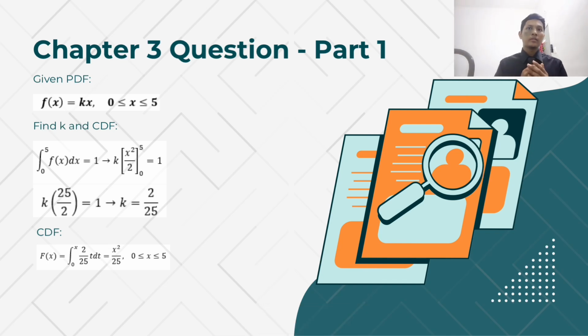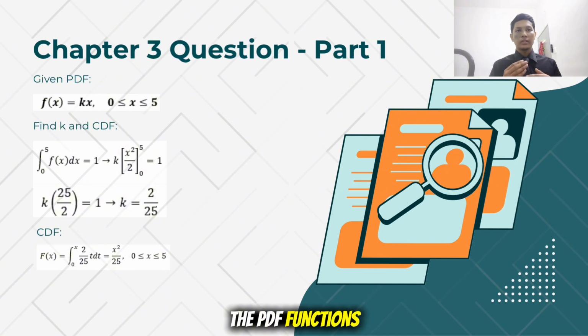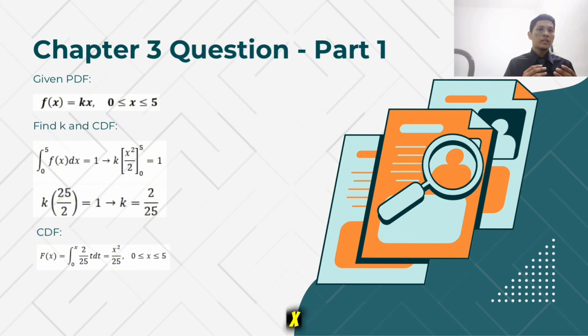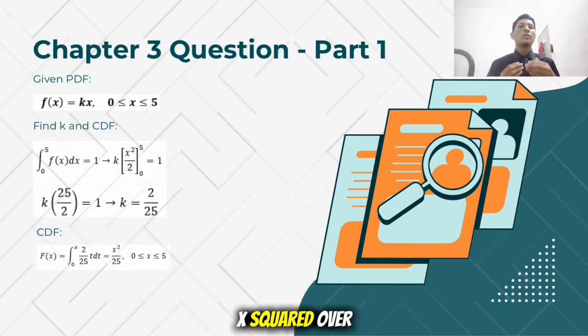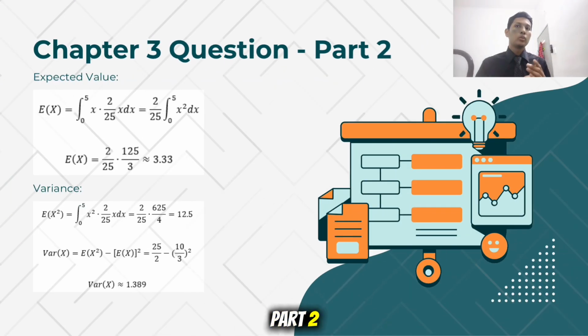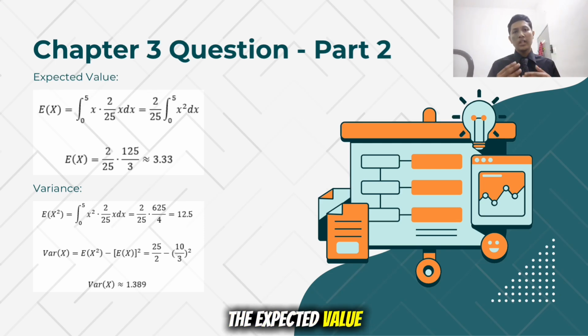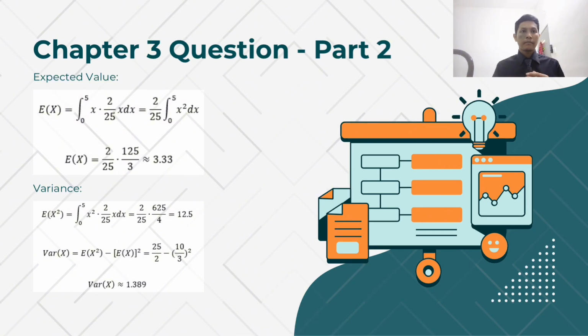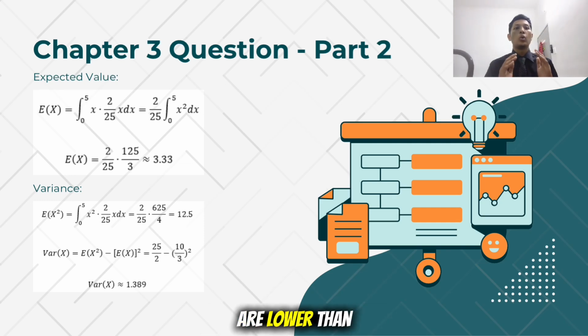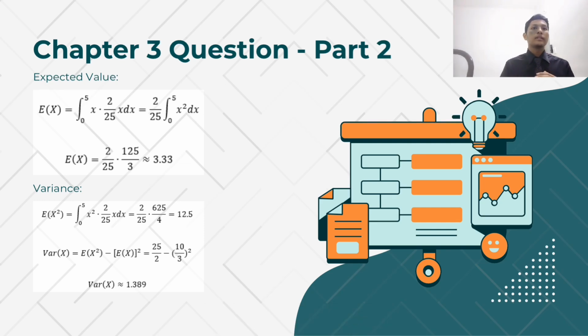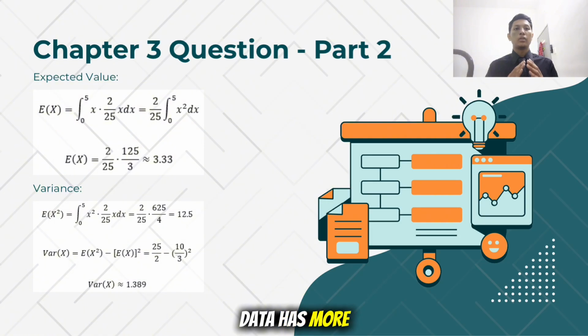For this, we work with the PDF function equal to k times x from 0 to 5. We found that k is equal to 2 over 25 and the CDF is equal to x squared over 25. Next, for part 2, we calculated that the expected value is 3.33 centimeters and the variance is 1.389. These theoretical values are lower than our experimental results, confirming that real data has more spread.